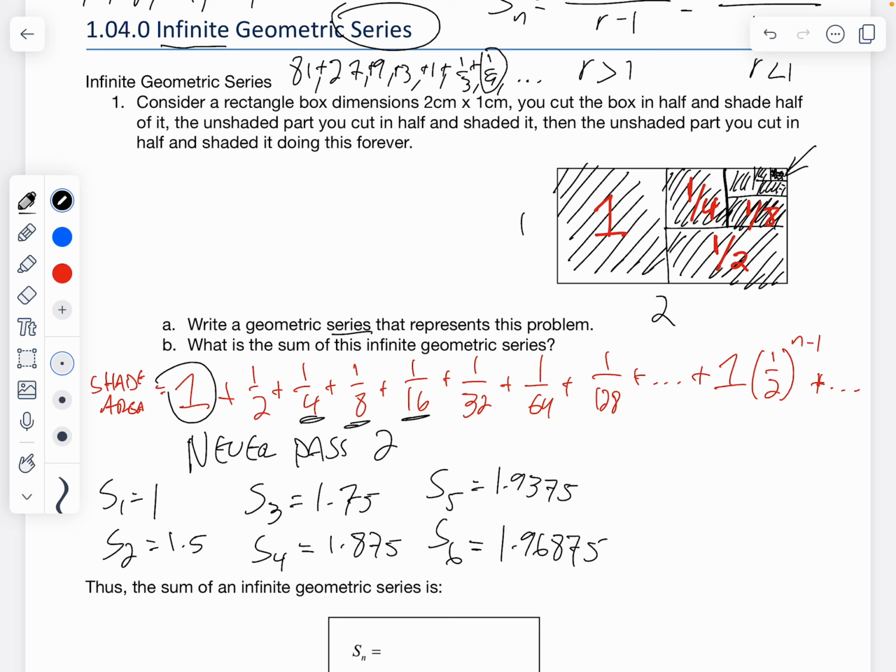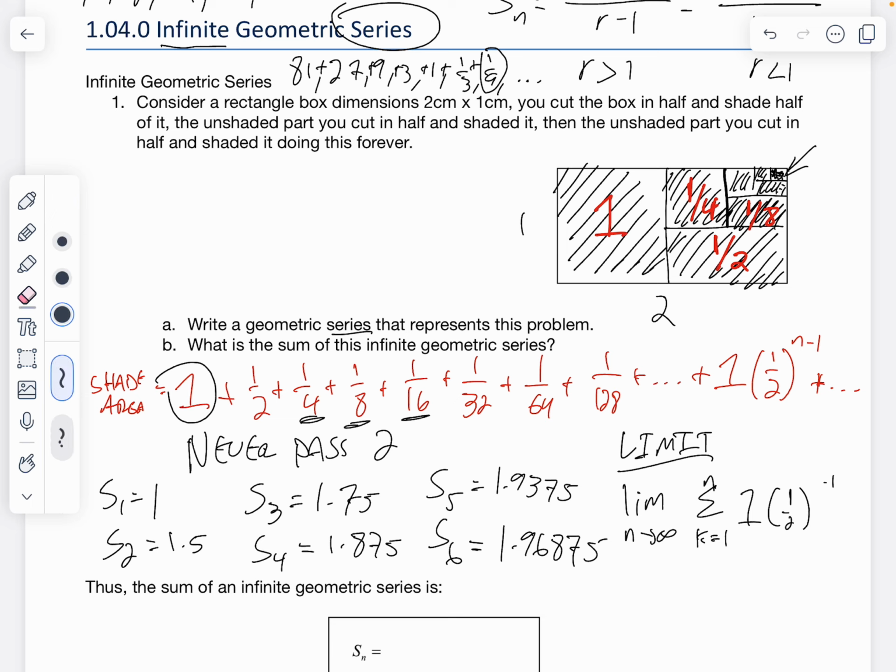But if you add forever and ever and ever, the way we talk about this in calculus is called a limit. The way we write it, you don't have to know this yet, we'll learn it more later in the year, is the limit as n approaches infinity of the sum from k equals 1 to n of 1 times 1/2 to the k minus 1, excuse me, because we're in sigma notation here. If you add this together forever and ever, that limit is equal to 2.